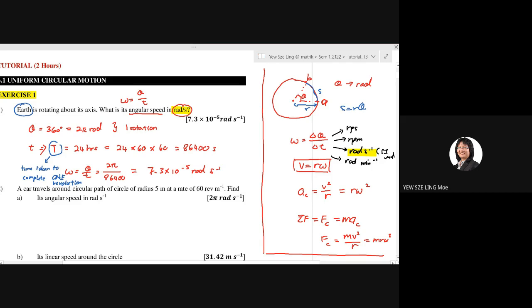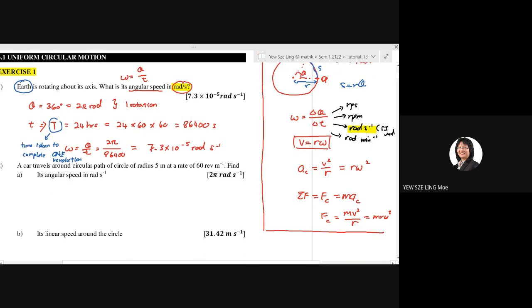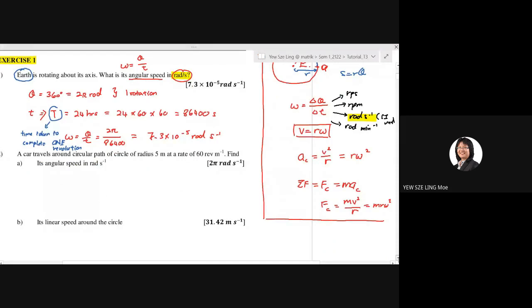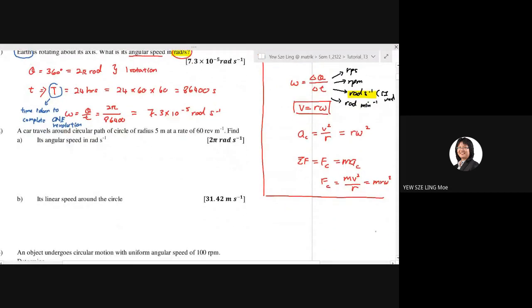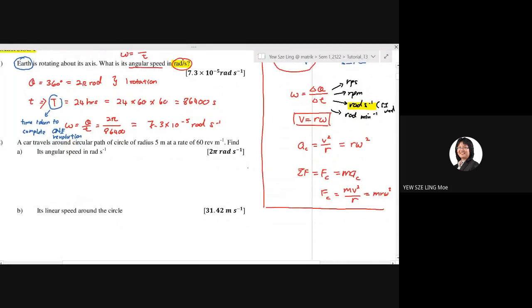Okay, so next, let's look at question number 2. Question number 2 is quite simple. Exercise 1 is basically just the introduction part, to test whether you understand the concepts of angular speed and angular displacement, and whether you know how to do unit conversions or not.